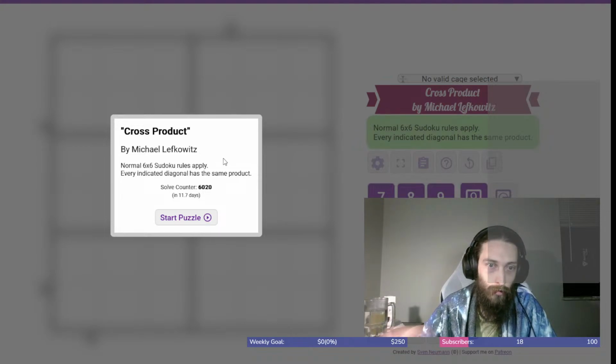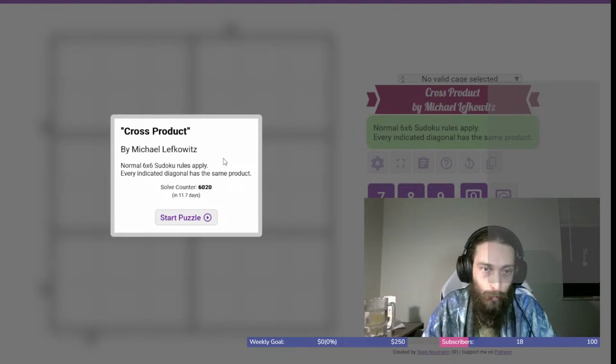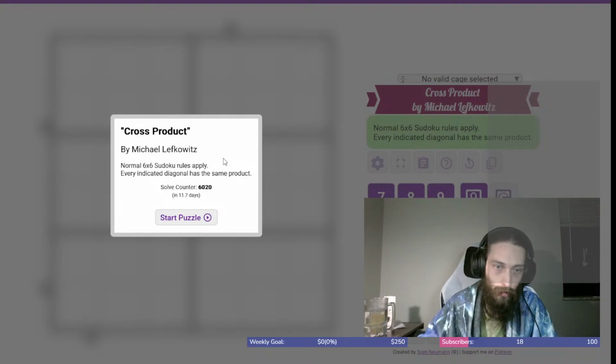Click over here, and the first puzzle we're going to do today is called Cross Product by Michael Lefkowitz. It's a normal 6x6 Sudoku, and every indicated diagonal has the same product.